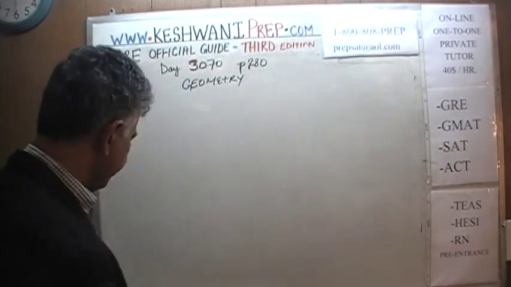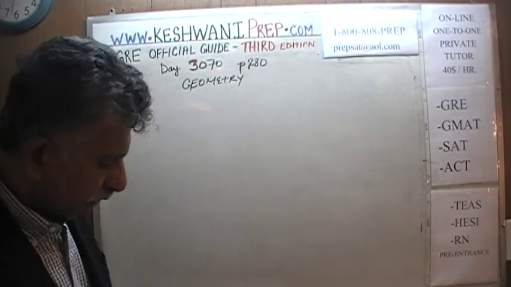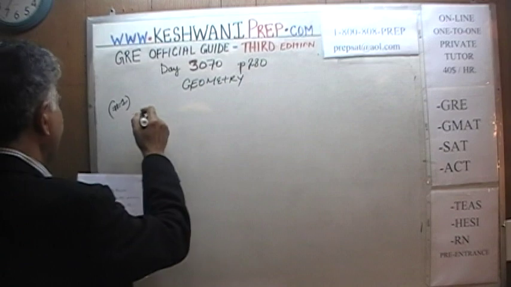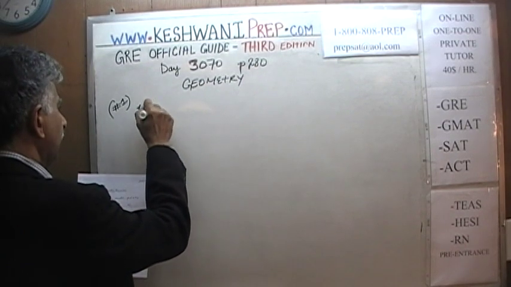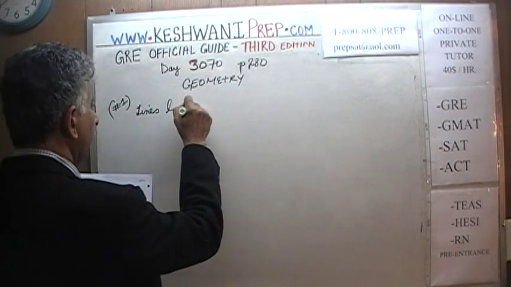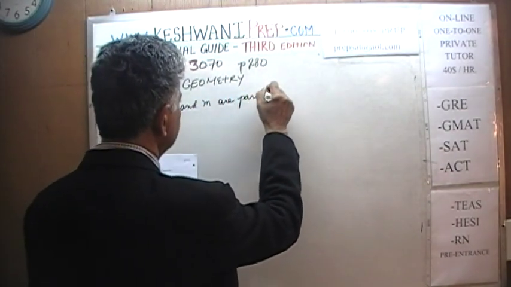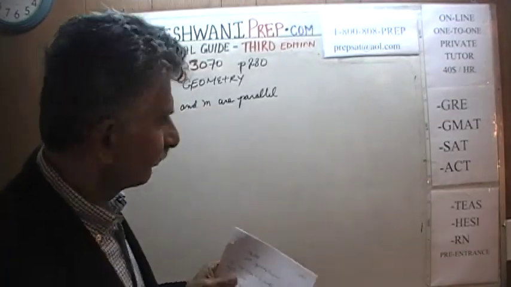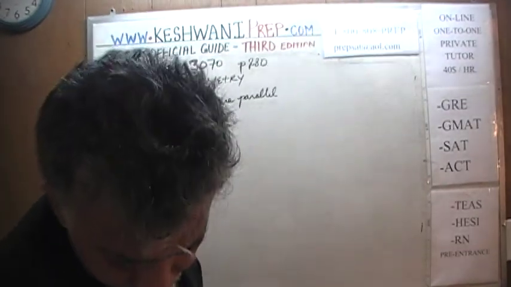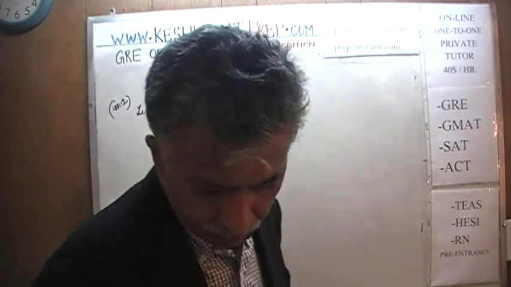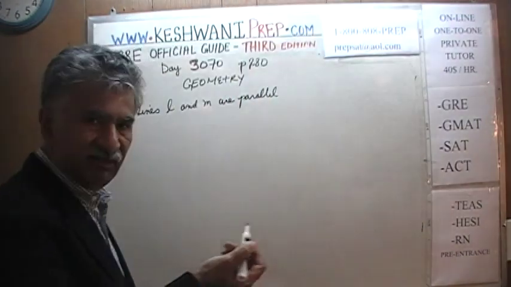Problem number one. In problem number one, we are told that lines L and M are parallel, as it is shown in the picture. So let's draw the lines L and M. The two horizontal lines are parallel. They do not actually call them line L and M. That's just what I'm calling them, because it's easier to talk about them.